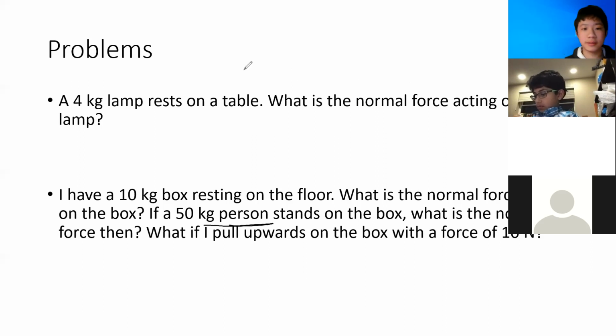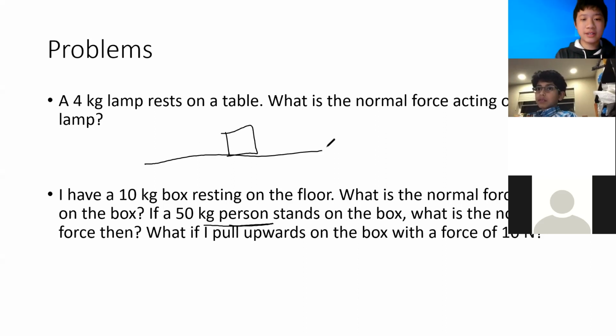I'm just going to go over the problems now. The first one is relatively simple. It's always good to draw out a diagram. I'm so terrible at drawing, I'm just going to draw a box as a lamp. Let's look at the forces acting on this box. There's always the force of gravity pulling it down, but there's also a normal force that the table will exert up on it.